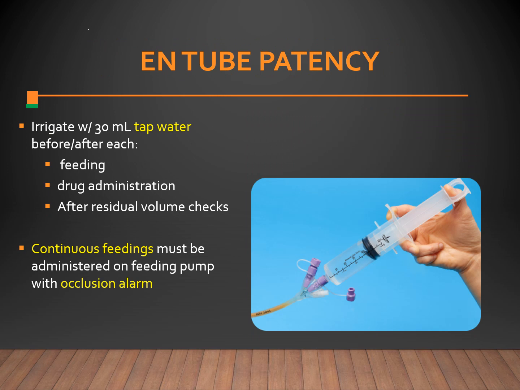Enteral tube patency. You really want to irrigate with 30 mils of tap water before and after each feeding, drug administration, and after residual volume checks. You want to be careful for patients with any kind of congestive heart failure or kidney issues, where you don't want to add extra fluid to the body. But in general, you'll have an order that says flush this amount at this time. If you don't have an order, 30 mils is the way to go.